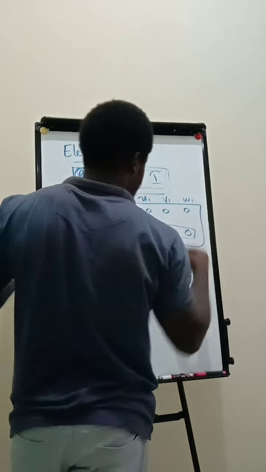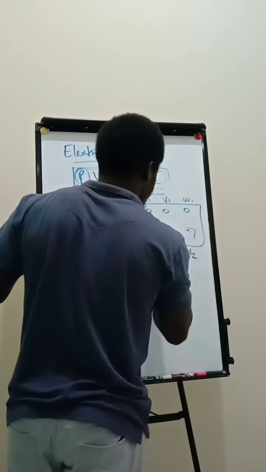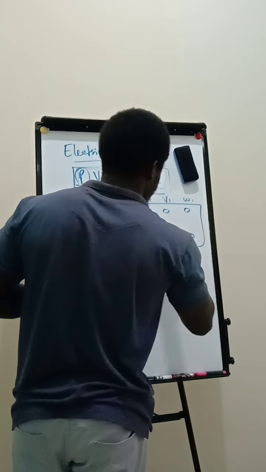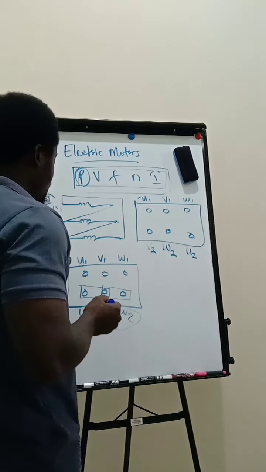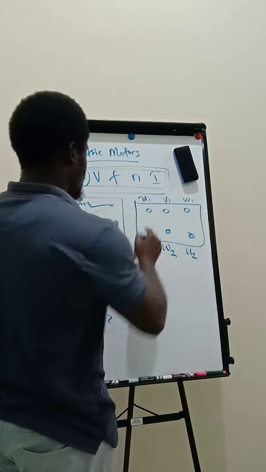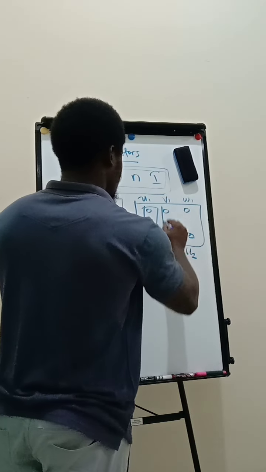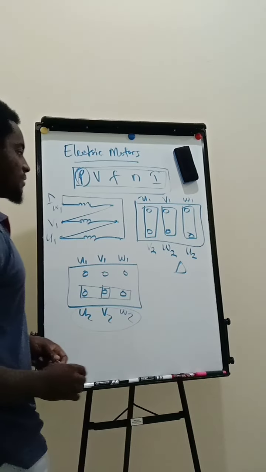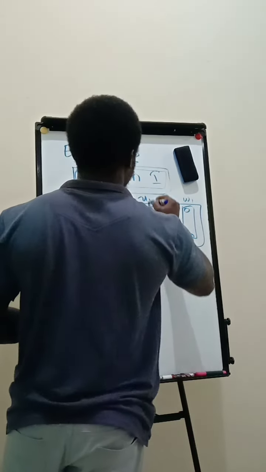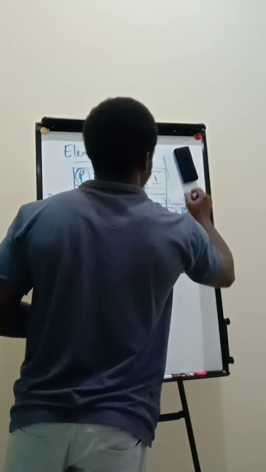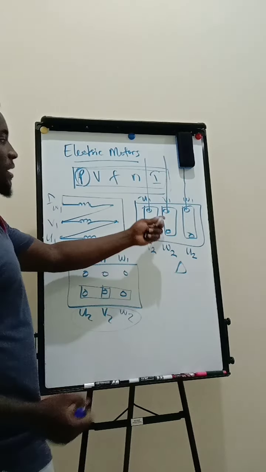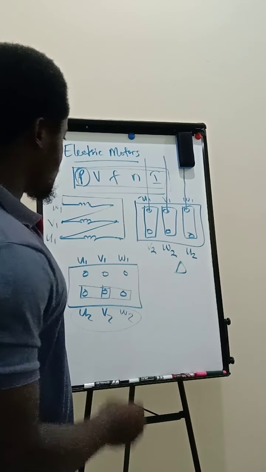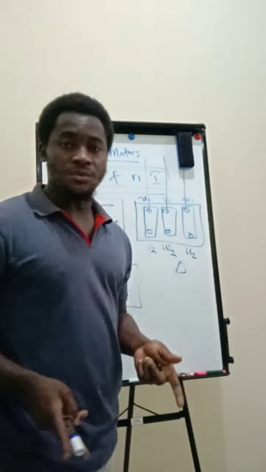Now in delta, how do we achieve this? In delta, since the start of each winding is connecting to the end of the next winding, we will connect it as such to have our delta configuration. In this case, we will have our supply leaving from the U1, V1, and W1 windings. So we are going to connect it as such to achieve our star or delta configuration.